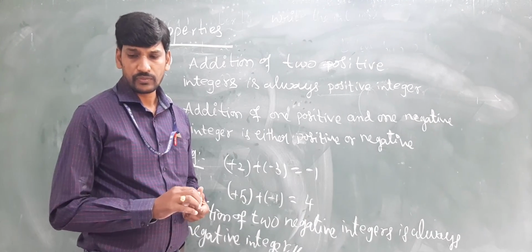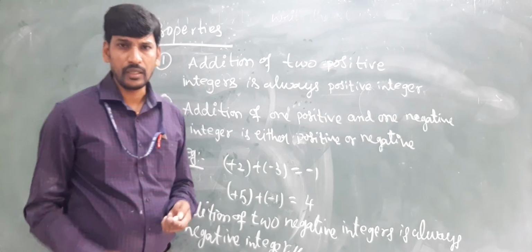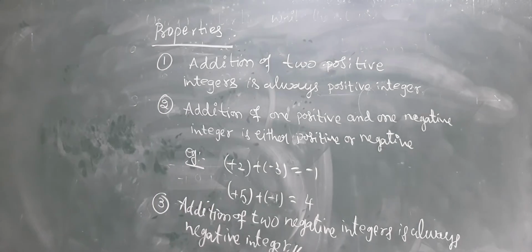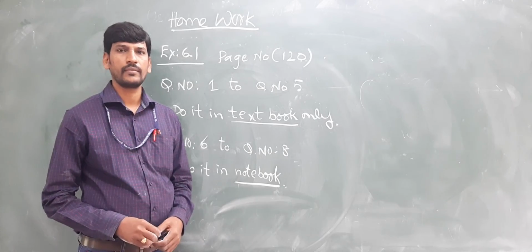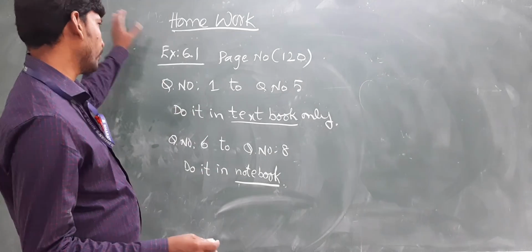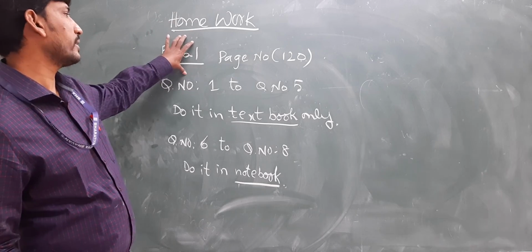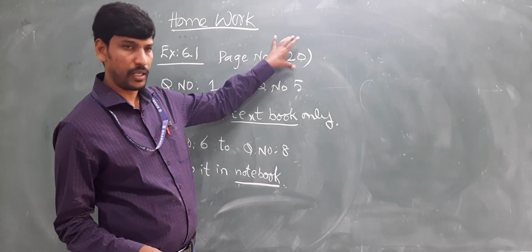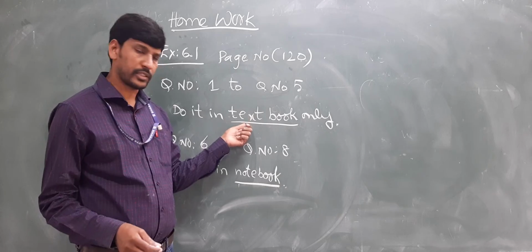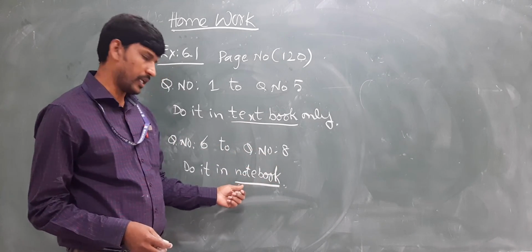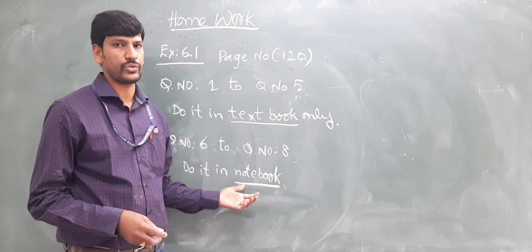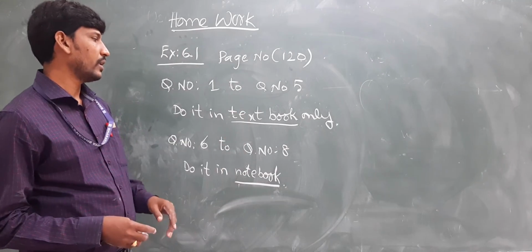Okay, now let us see the homework project. Okay, right. Now children, today's homework: complete exercise 6.1, page number 120, question number 1 to 5 in the textbook only. And question number 6 to 8 in your classwork or running notes notebook. Complete this homework. That's all for today's class.